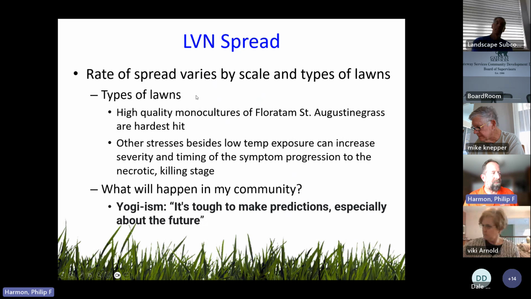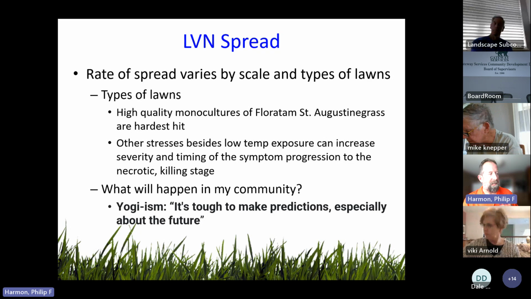The types of lawns that are absolutely affected are high quality monocultures of Floratam St. Augustine grass. These are our best looking lawns in the state of Florida. They're also those that are hit the hardest with this virus disease when it comes in. There are other stresses besides low temperature exposure that can cause the virus to go from mosaic into the lethal viral necrosis stage of the disease, or progress into that lethal disease. And those stresses have been observed to be drought stress and chemical stress, herbicides specifically.